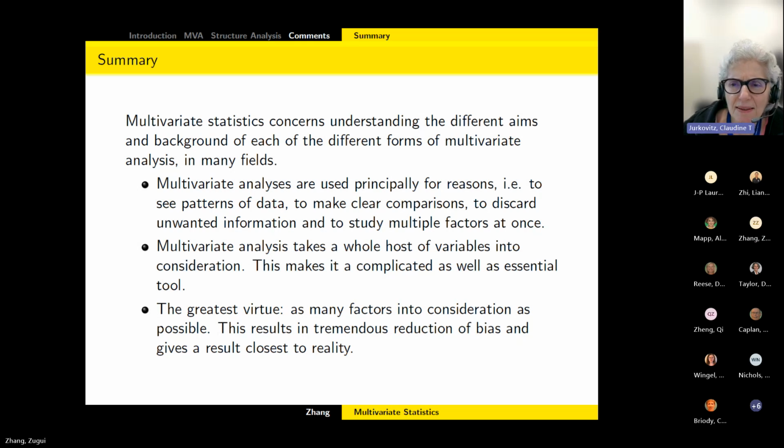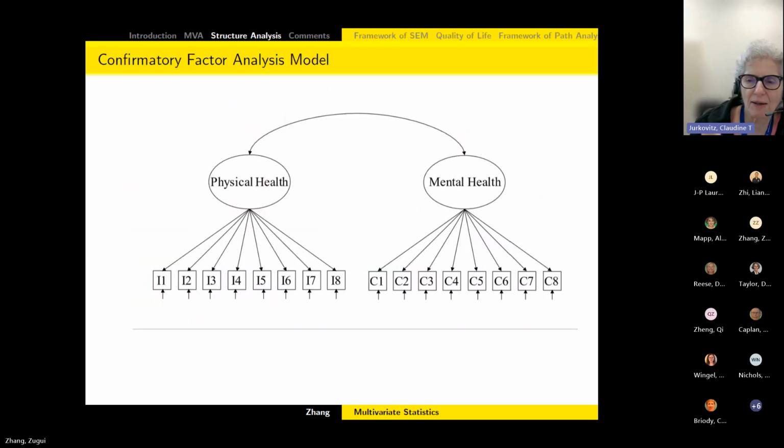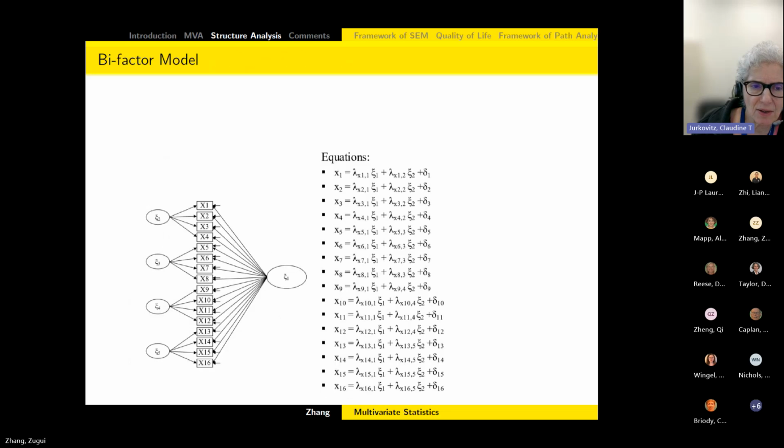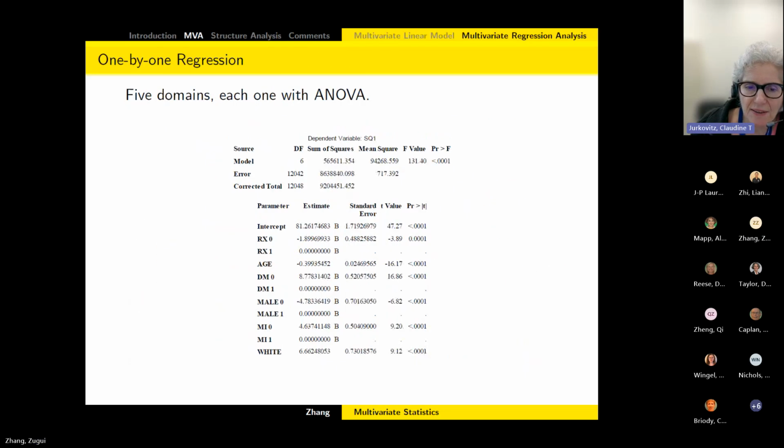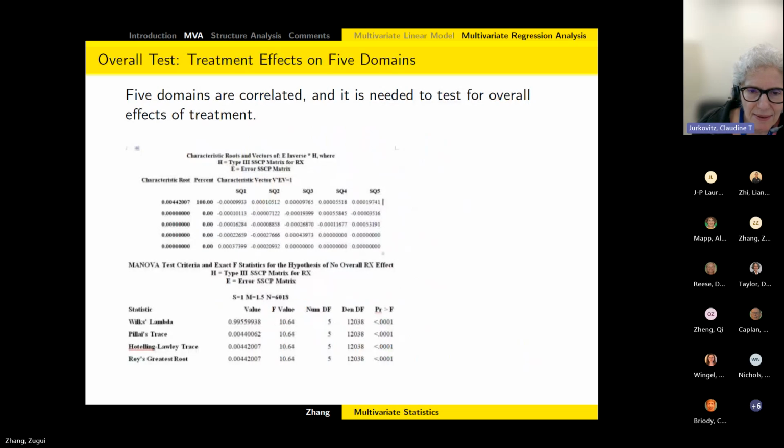In one of the SAS outputs that you showed, I couldn't figure out: you were looking at the effect of the treatment, but where do you see the effect of the treatment? Yeah, I guess that's this one. Okay. Here, if we look at the MANOVA test criteria, the overall RX means the treatment effects. Overall. So where do you see that?